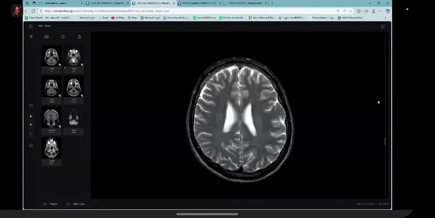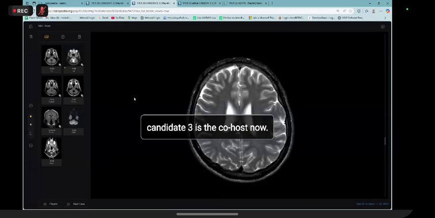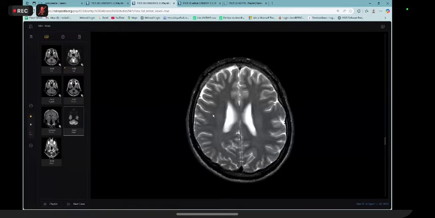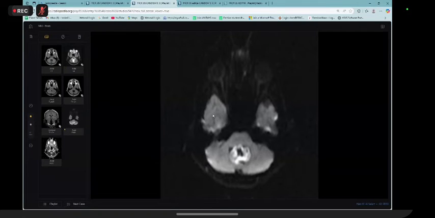Which sequence do you want next? I will give you that. I want to look for it in diffusion. This is diffusion for you. I can see that there is evidence of restricted diffusion noted within this lesion.